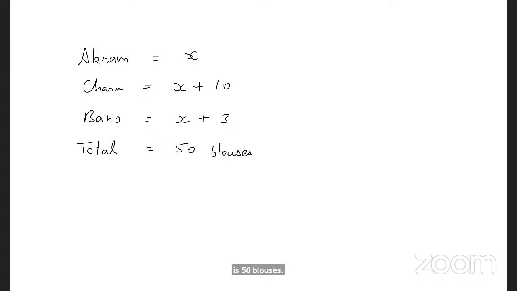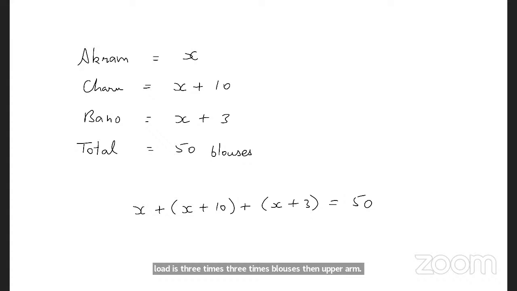So we'll put them in equation form. X plus... now, one question: will it be X plus 3? How can it be X plus 3? No, no. That's because the question says that Banu stitched 3 times blouses than Akram. Yes, so we did that.